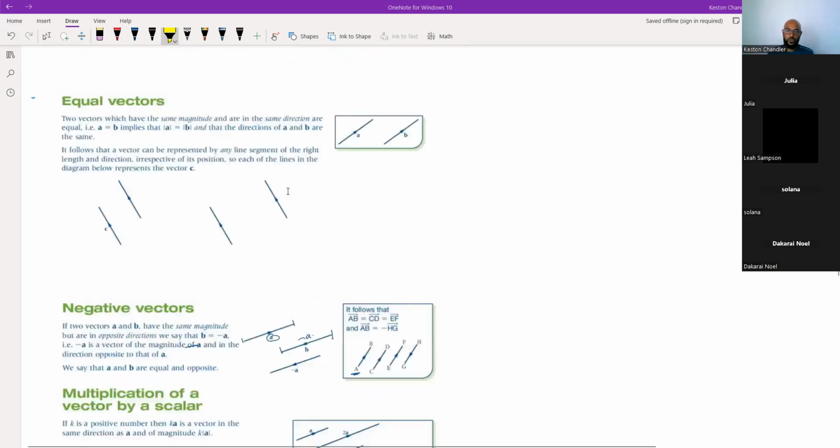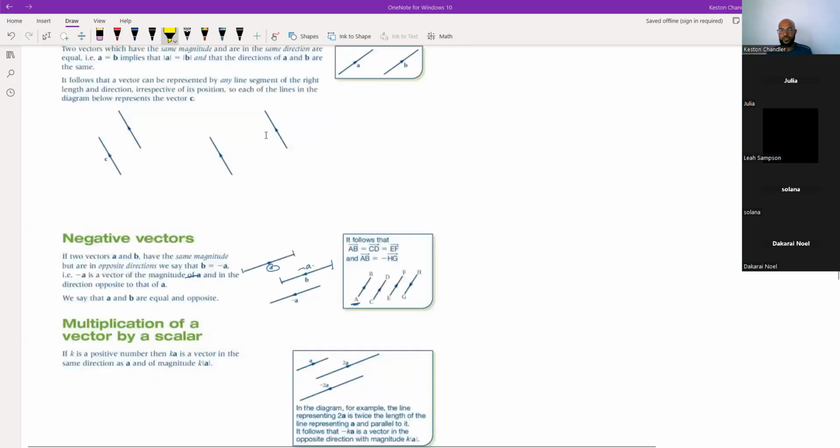We talked about equal vectors. Equal vectors imply that they have the same magnitude and the same direction, right? They don't need to be represented by the same line segment, right? So these here are examples of equal vectors.